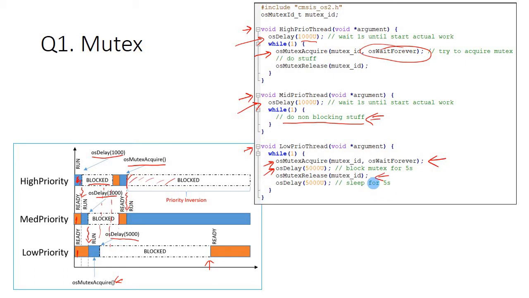Because the medium priority thread is continuously running, doing non-blocking stuff, that is basically the scenario that will be observed if you try to execute this code.